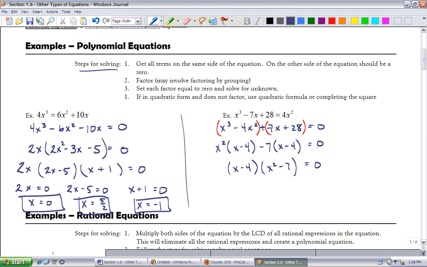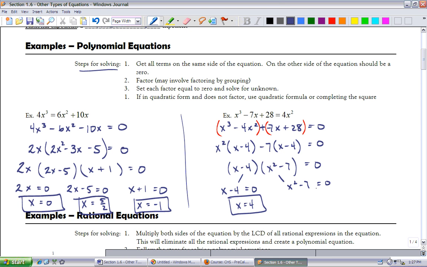Now, this is now factored completely, okay? And what we can do is we can set each one of these individually equal to 0, okay? And solve for x. So if I add 4 here, I get x equals 4. There's one of my solutions.